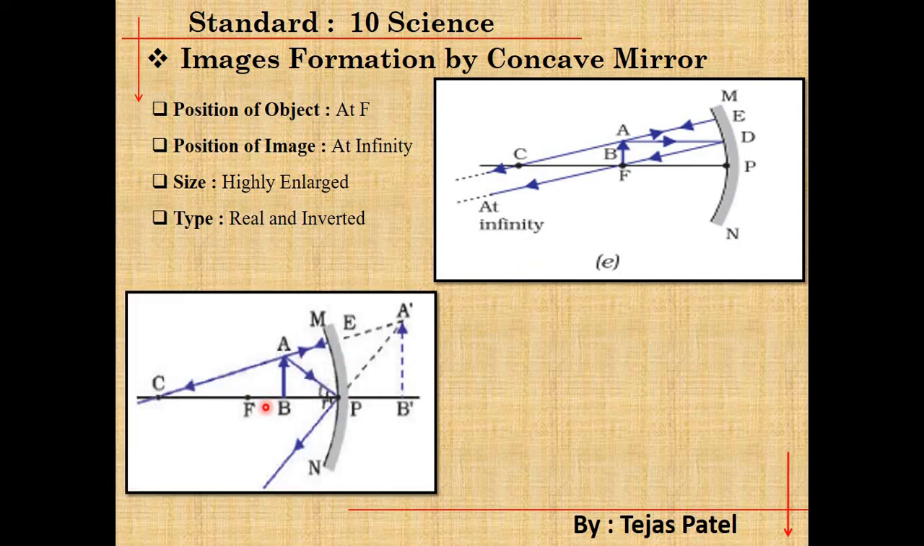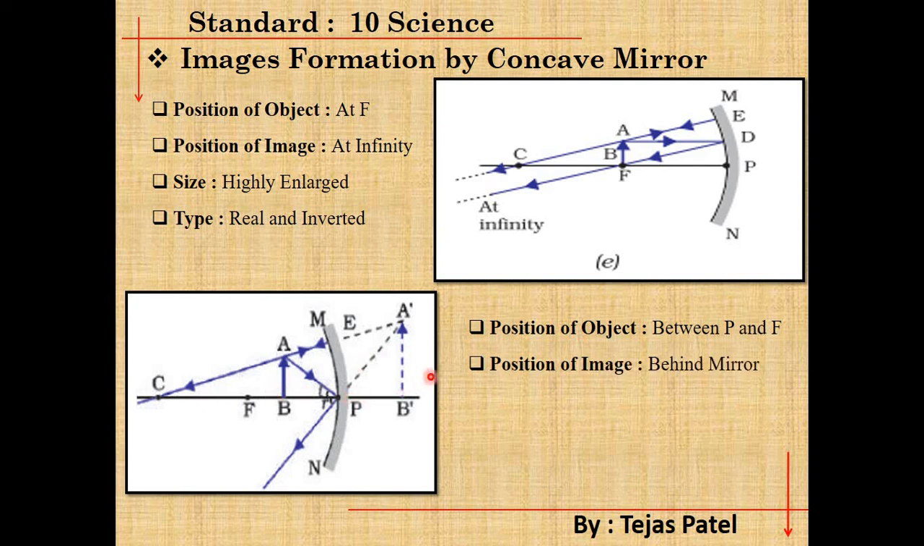And last case, whenever the object is between F and P, as you can see that AB object is between F and P. So third law, whenever the ray is passing from C, then the reflected ray will be in same direction. And fourth law, whenever the ray is passing at P with some angle, then it will be reflected at the same angle. Now as you can see, these 2 reflected rays are not meeting at a point, but if we are extending in backward direction, it will meet at point A dash. So position of the object is between F and P. Image will be behind mirror, enlarged. As you can see, the AB object is small, but A dash B dash, its image is enlarged.